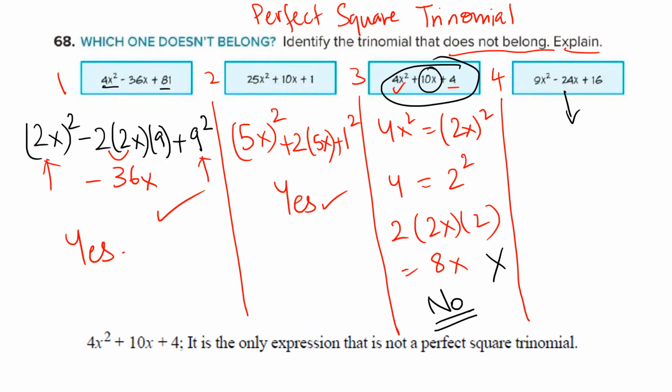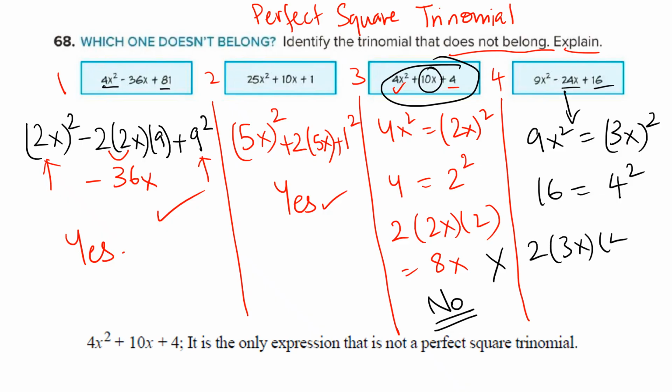Okay, 9x square. This is the perfect square of 3x whole square. First term is there. 16 is also the perfect square of 4. And let's check the middle term. 2 times 3x times 4, this would come out to be, oh, there is a negative sign also. So negative 2 multiplied by 3, 6 with 4, 24x. Yes, it's the same thing. Again, this one is also a yes.